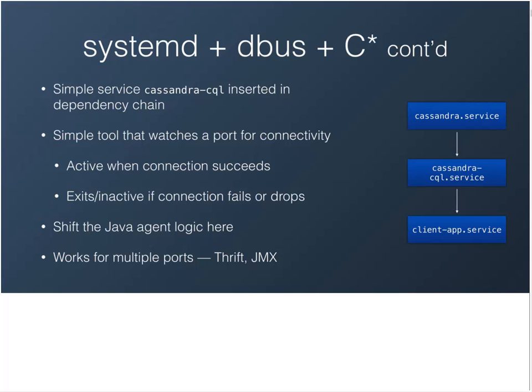So systemd handles this. And you can have multiple versions of this simple service. You could have one for Thrift, and one for JMX connectivity. And if Cassandra was to introduce any other connectivity options in the future, you could expand this out a little bit more. In the long run, this does seem to be the more graceful option, I think, and we've had a bit of success in our development environments using this.